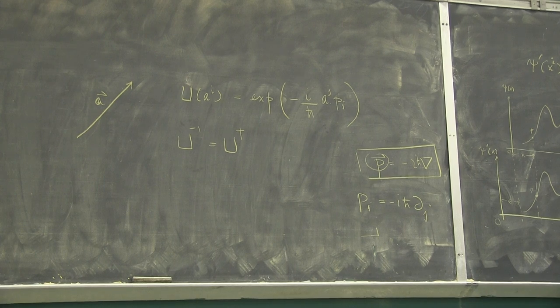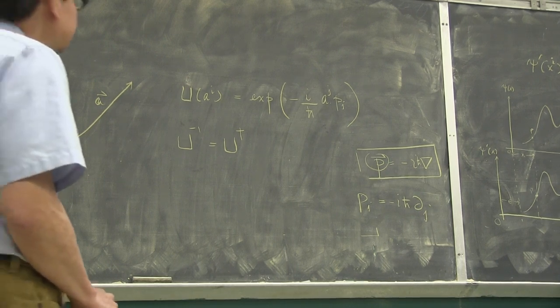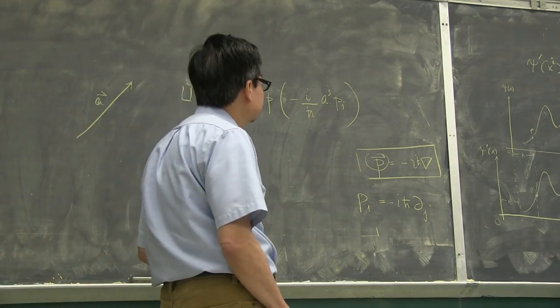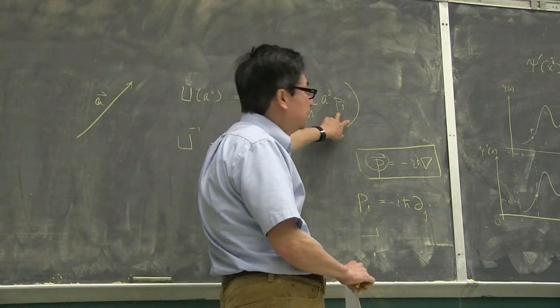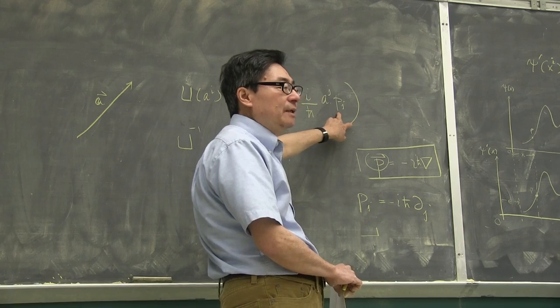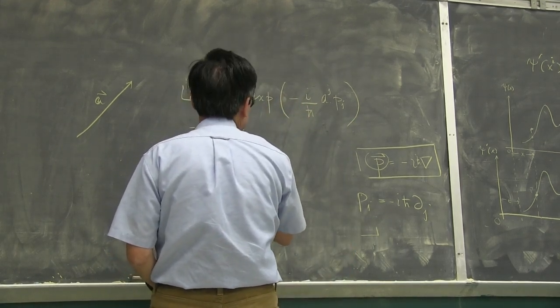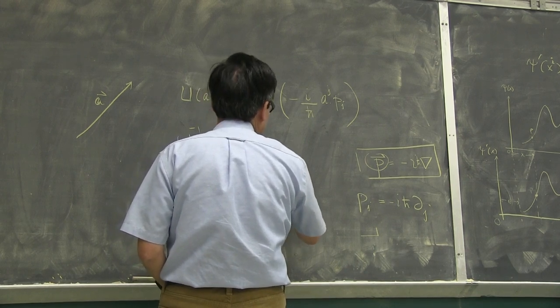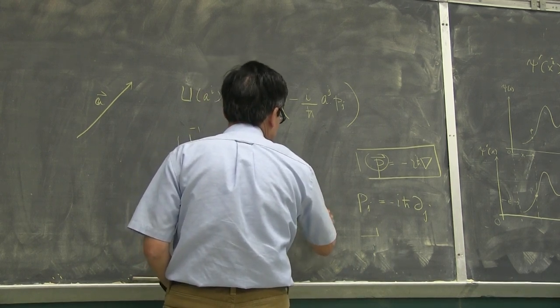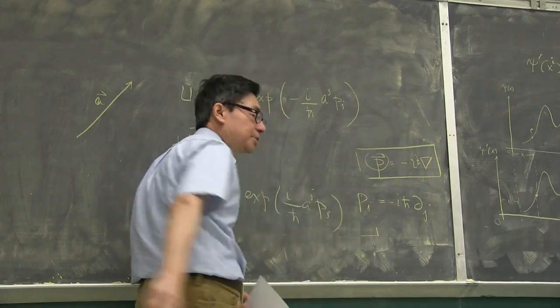When we apply the adjoint to it, obviously it would change the sign of the I. Would it play with the indices? Because if U is this, then you can prove mathematically that this is equal to exponential plus phi over h bar, aj, pj. Why? Because pj is Hermitian.